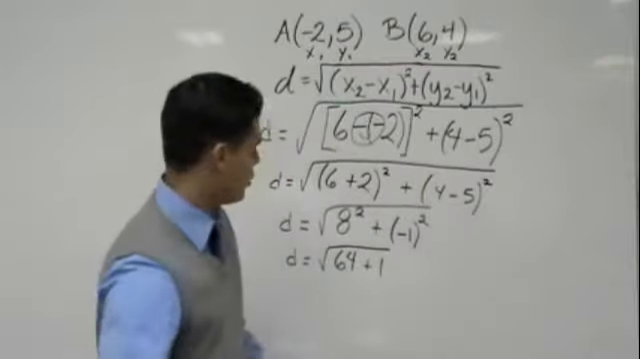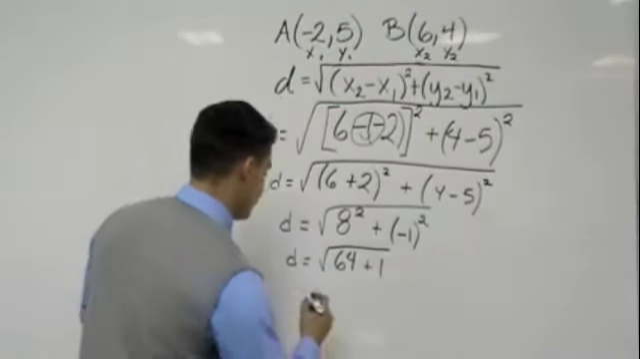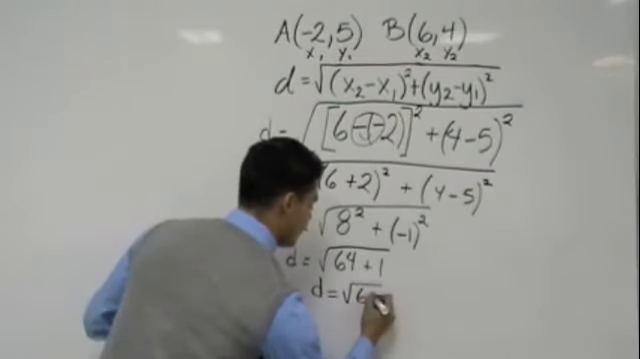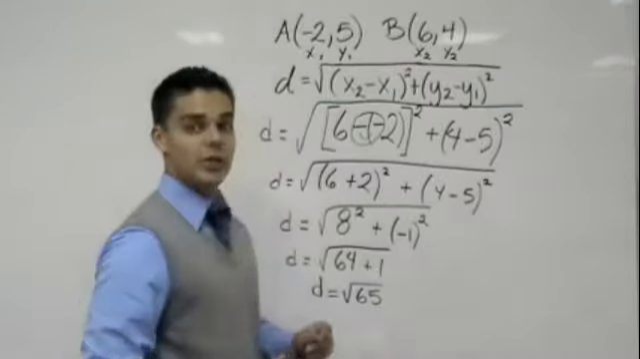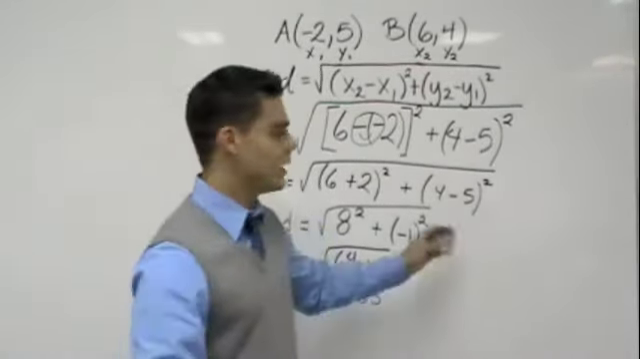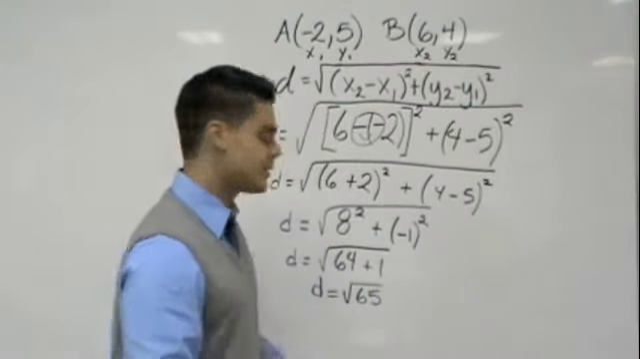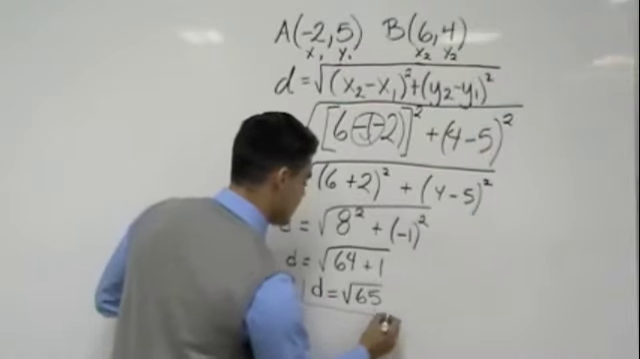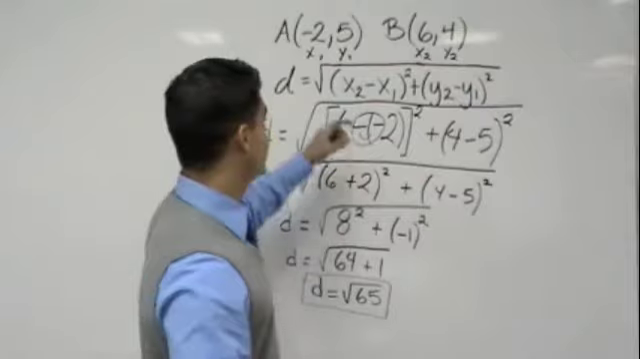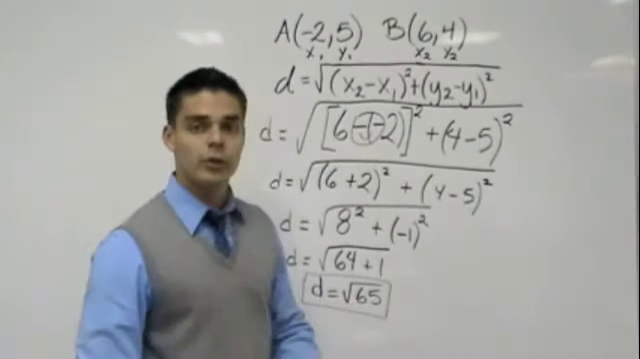All right, so what is 64 plus 1? 65. So our answer should be d is equal to the square root of 65. Now, do you guys know the square root of 65? Not really, unless we use a calculator and we get decimals that go on forever. So for now, we are going to be able to leave it as d is equal to the square root of 65, or the distance between point A and point B is the square root of 65.